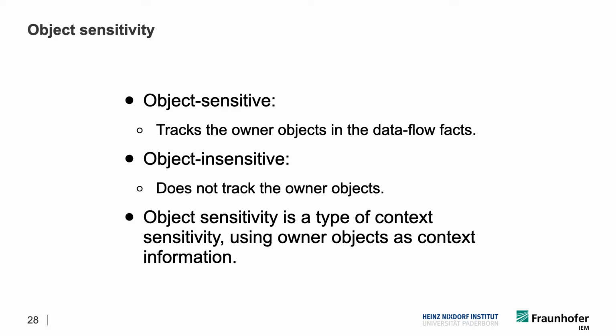And like I said, object sensitivity is a type of context sensitivity. So normally when people say it's a context-sensitive analysis, they mean it's a calling-context-sensitive analysis. But actually this is a broader notion, right? So object sensitivity is really a subclass of context sensitivity. And in this case, we use owner objects as context information.